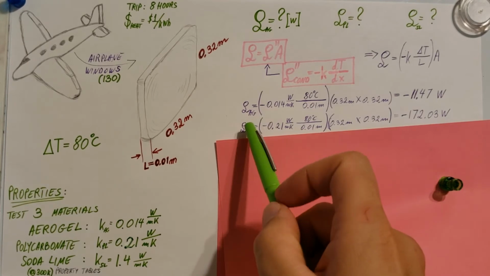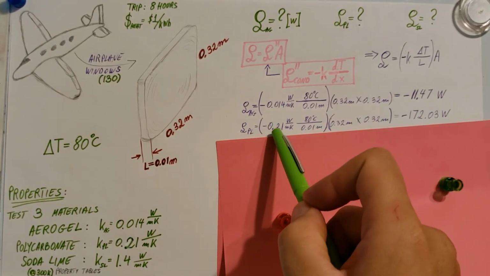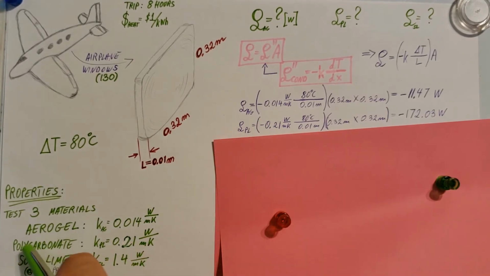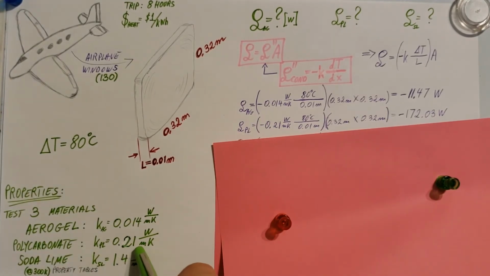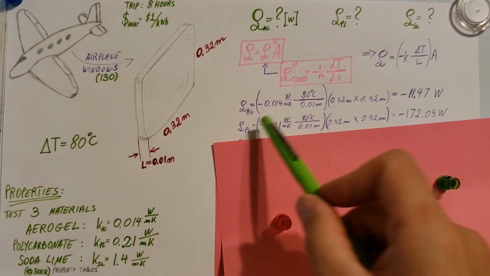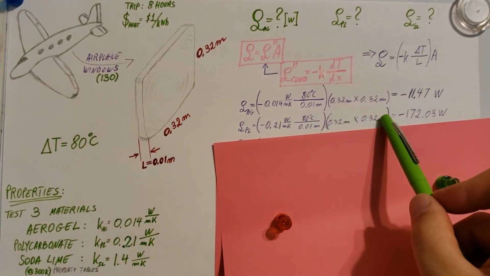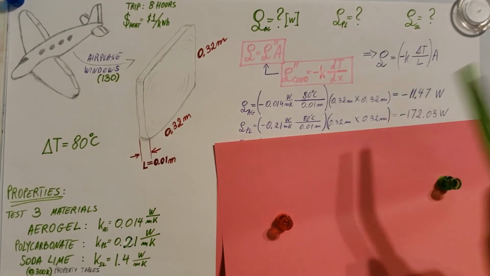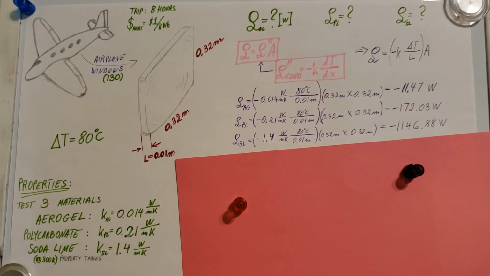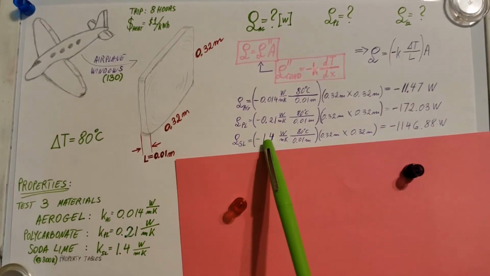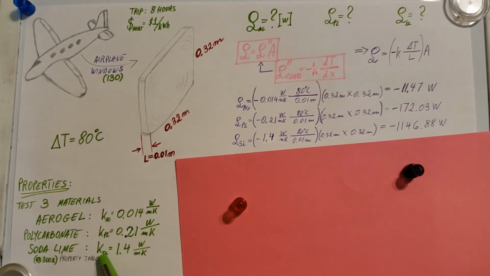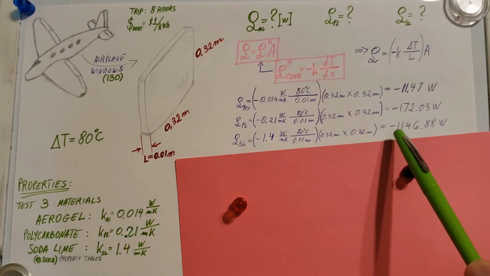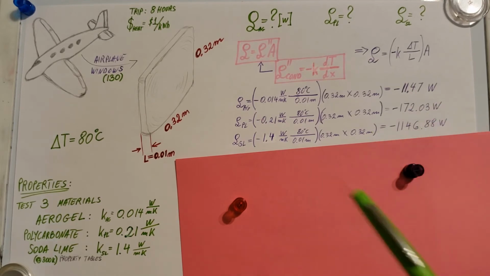Same thing, let's do it again, with the exact same formula, but now this K is replaced with the polycarbonate's, 0.21 watts per meter Kelvin. Everything else stays the same, and we can find a heat loss of 172.03 watts. Now for the third one, soda lime, let's plug in its K value, 1.4, do the calculation, and we can see 1146.88 watts.